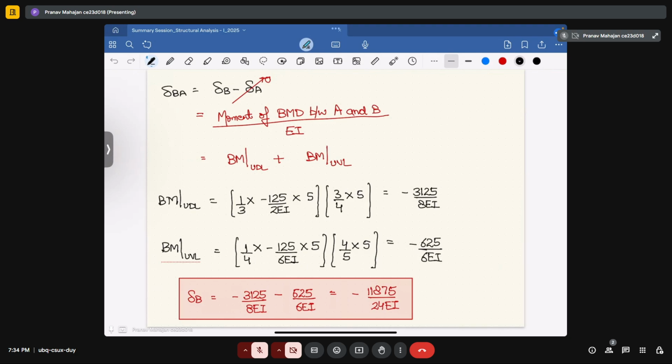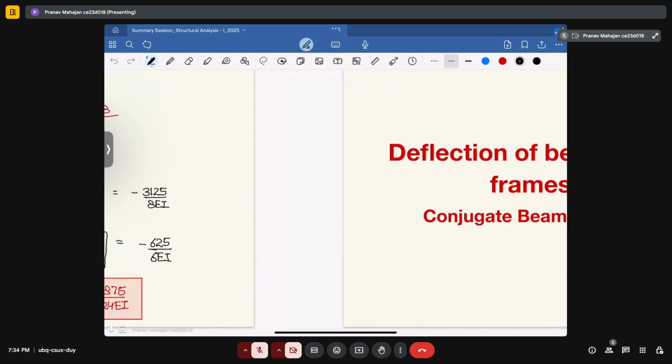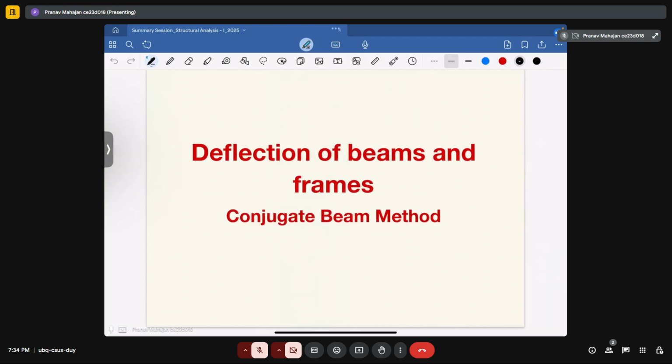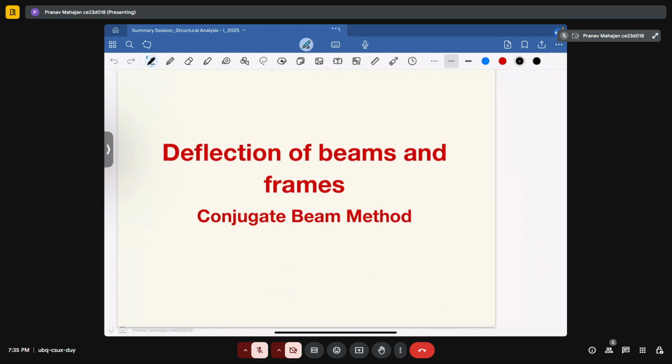Furthermore, if we calculate the deflection values, in that case we need to calculate the moment of the area of the bending moment diagram, not only the bending moment diagram. We do the same for both the sections, UDL as well as UVL. Then we add them and we get the value of deflection. So this is how you calculate for beams and frames using the moment area method. As I already told you, we have one more method available, that is the conjugate beam method. So let's see how you will use the conjugate beam method to determine the deflection for beams and frames.